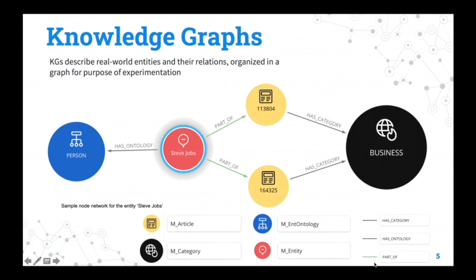The basic unit of a knowledge graph is the representation of an entity, let's say here a person, Steve Jobs, and this particular entity is of type person. That is what it means when it says has ontology. Steve Jobs as an entity is mentioned in two different articles here, the yellow nodes, and these two articles are of business type category. So this knowledge graph that I was able to create using 20,000 articles has three different types of relationships: has category, has ontology, and part of, and four different types of nodes.